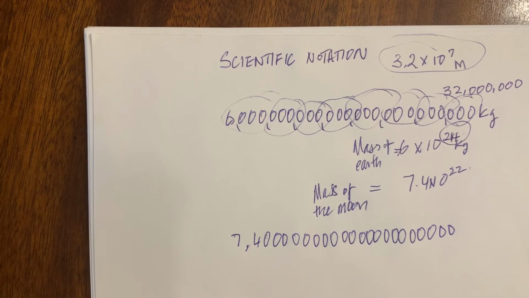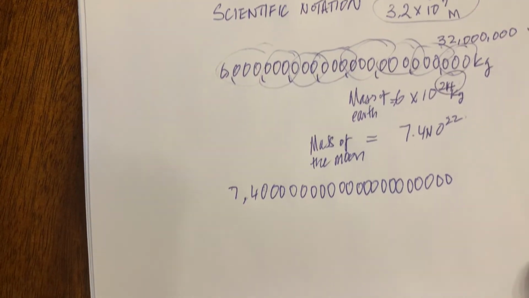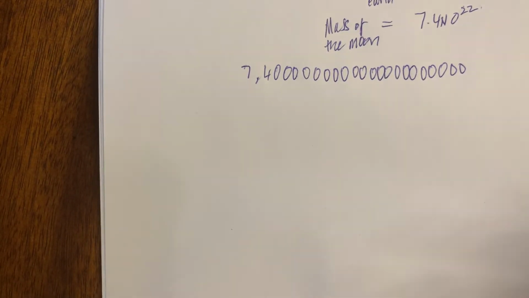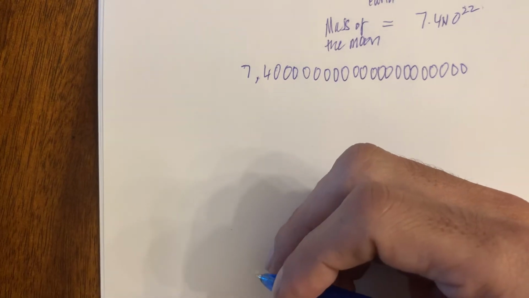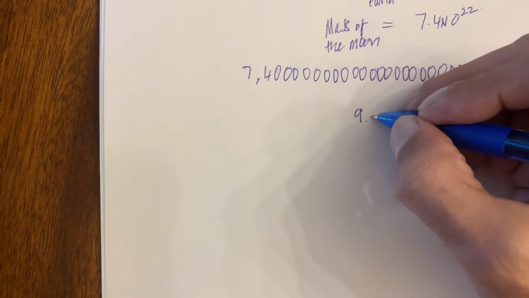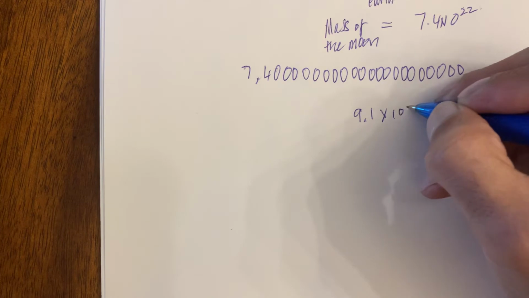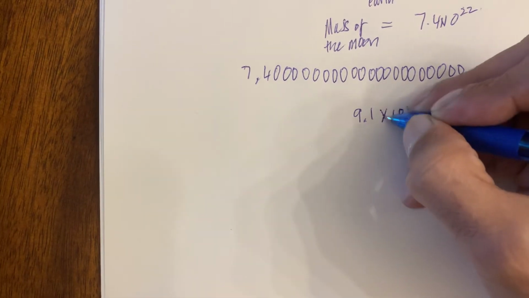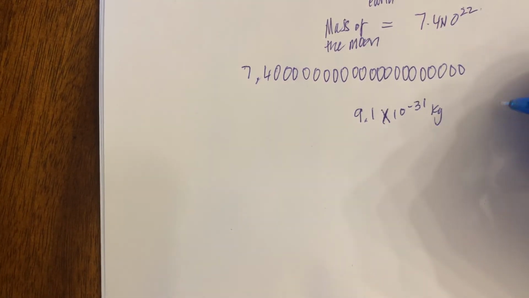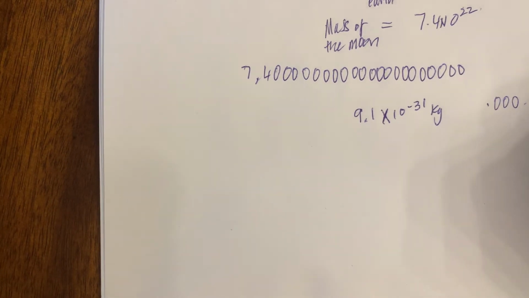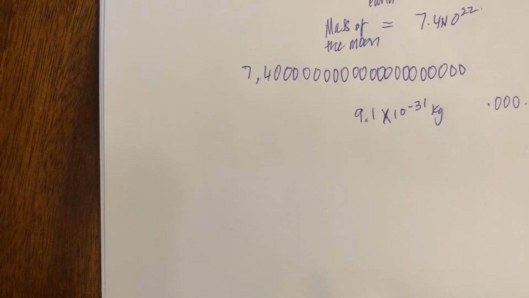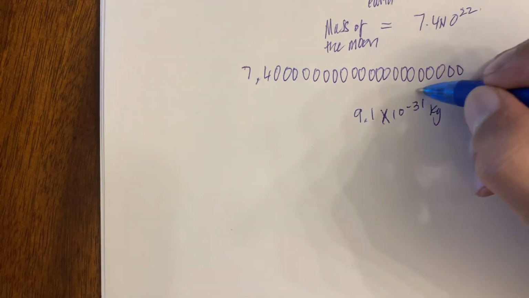Now, this also works with the very small. So let's say that I was looking at the mass of an electron. That's 9.1 times 10 to the negative 31 kg. I don't even want to write this as 0.000, a whole bunch of zeros, 91 kg. I mean, it's painful. So, hence scientific notation.